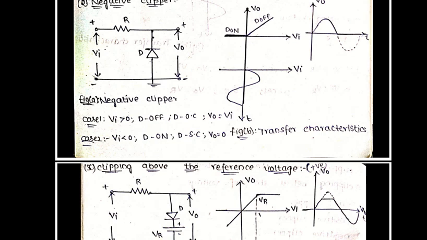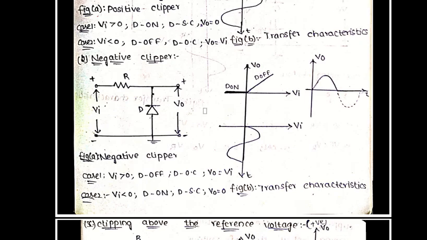Now coming to the negative clipper, simply the diode is reversed. Nothing else is changed. Now we can apply an input signal Vi to this circuit.